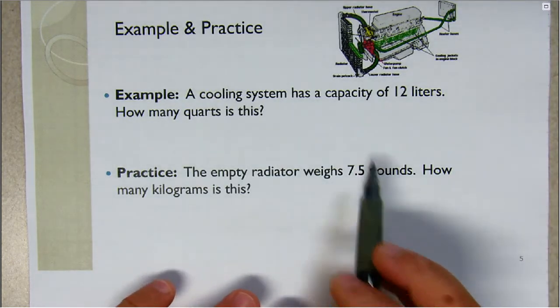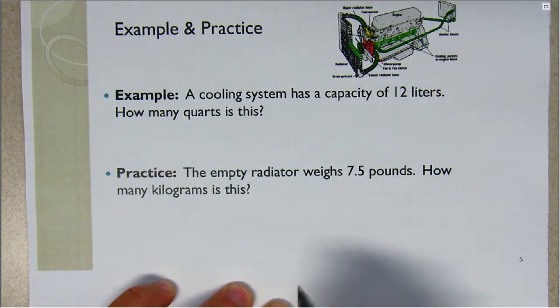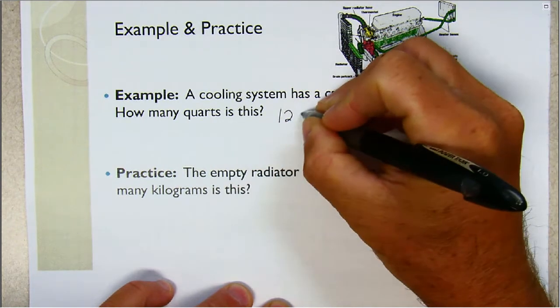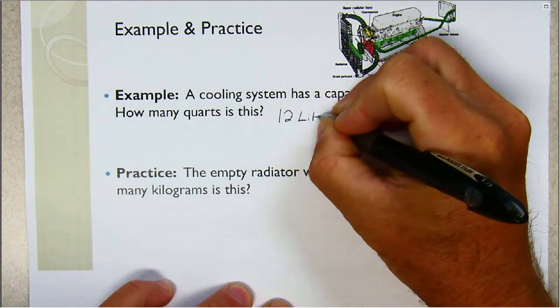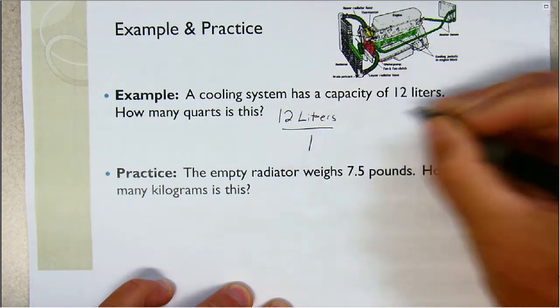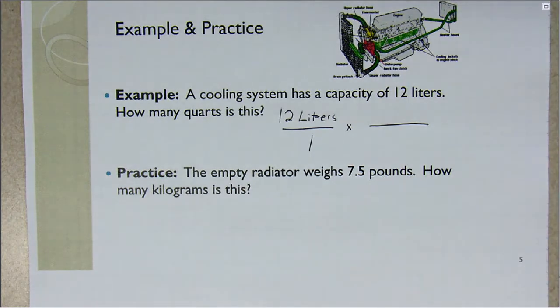A cooling system in a car has a capacity of 12 liters. How many quarts is this? Well, we know that we need to take 12 liters and put it over 1. That's our first step. And now we want to multiply it by something that will change liters into quarts. So what's that conversion fact?